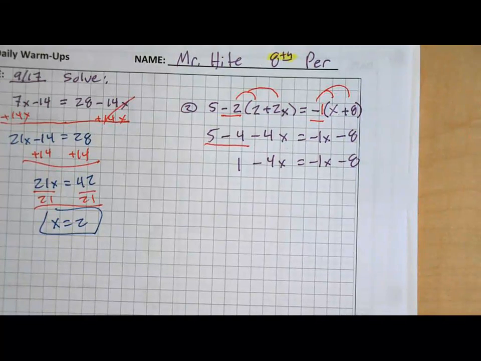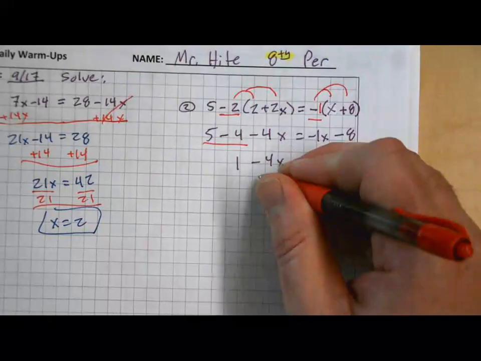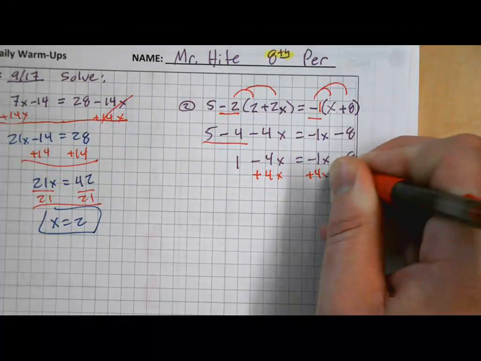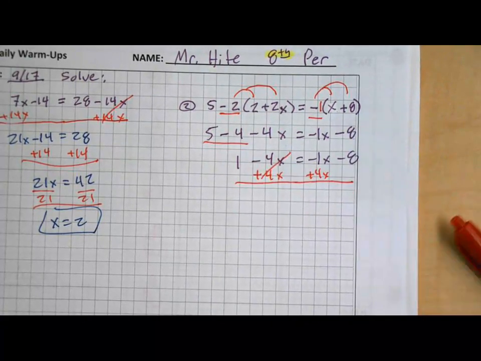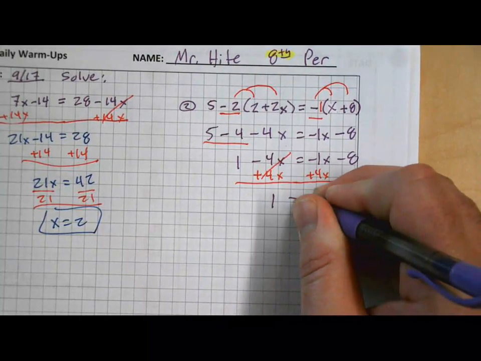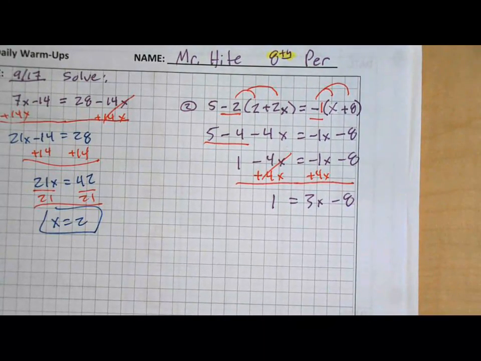X's are on both sides. We need to deal with that. What do I want to get rid of? I like to deal with positive stuff, so I'm going to get rid of the more negative thing because I think that'll end up with a positive x's. But if you got rid of the negative 1x, that's going to work out for you just as well. You should get the same answer.